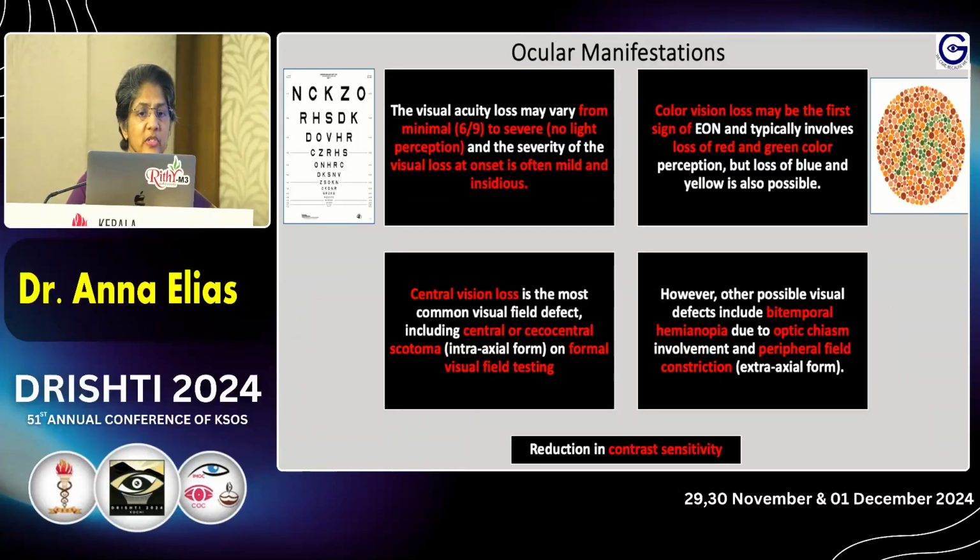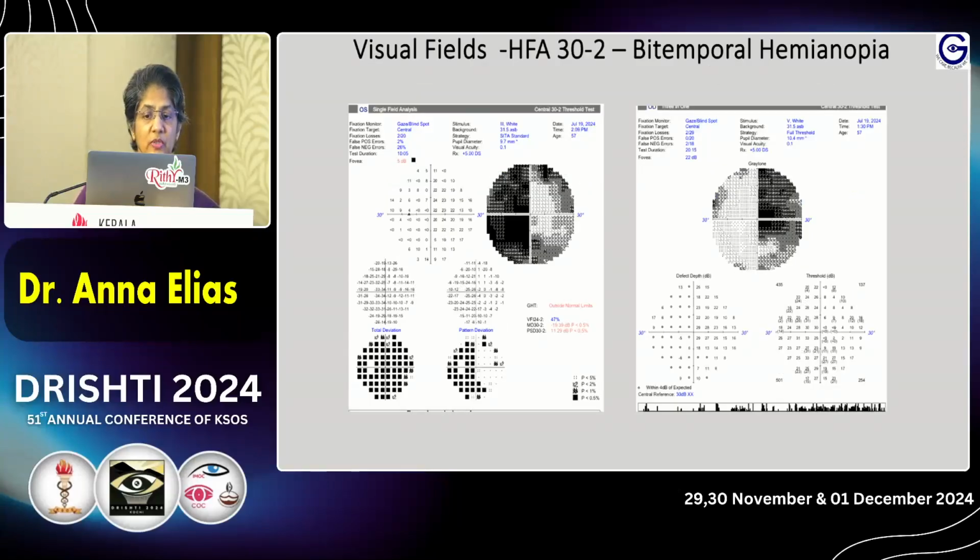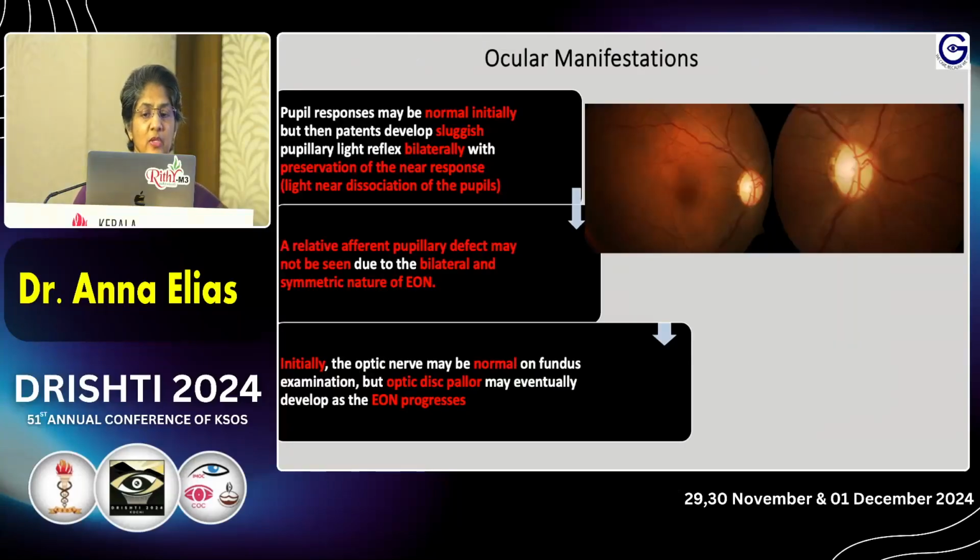The visual acuity loss can be minimal or it can be severe. The color vision loss could be one of the first signs, and it typically presents with loss of red-green color perception. Now, central vision loss is the most important visual field defect. However, other possible visual defects include bitemporal hemianopia. So this is the HFA 30-2, showing the central scotoma, and this showing the bitemporal hemianopia. Initially, pupillary responses may be normal, but later they can be sluggish. But relative afferent pupillary defect is difficult to elicit because changes are usually bilateral and symmetric.